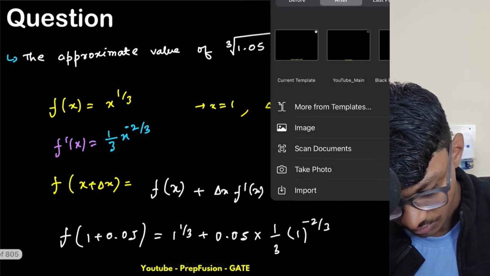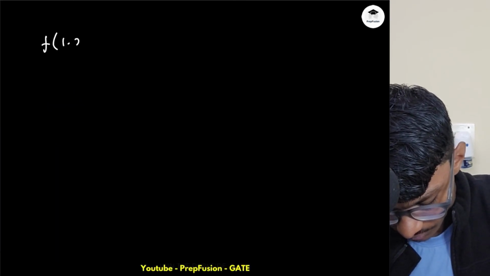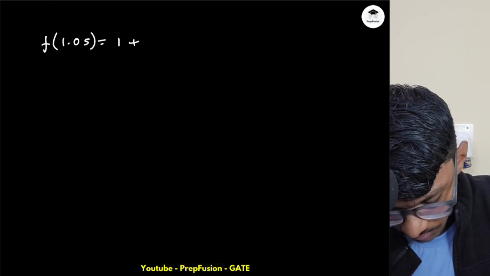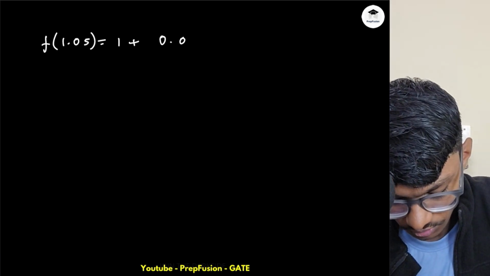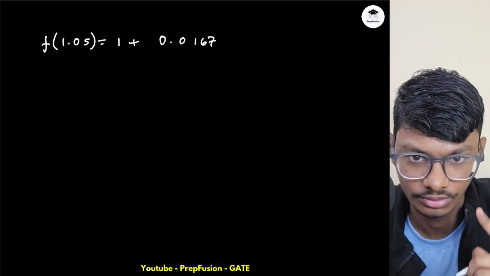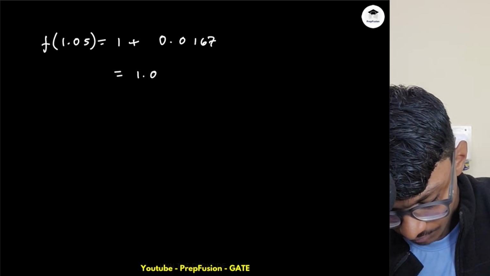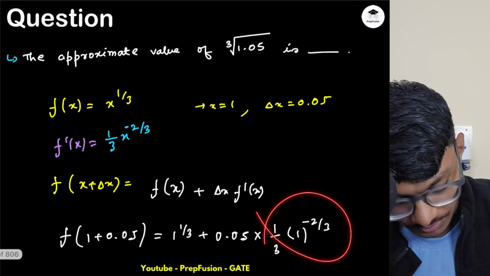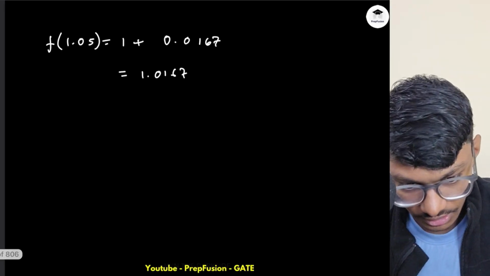So f of 1.05 is simply equal to 1 plus 0.05 divided by 3. What is it? It is 0.0167, because if you multiply this with 3, you will get back your 5. So this will be 1.0167. Let's see how good an approximation this is. Here this part becomes simpler, computing this part, because I had only one over here.